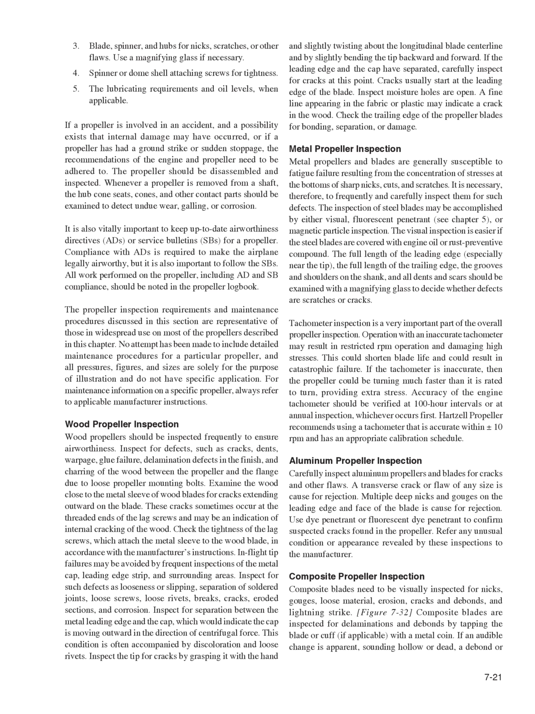The propeller inspection requirements and maintenance procedures discussed in this section are representative of those in widespread use on most of the propellers described in this chapter. No attempt has been made to include detailed maintenance procedures for a particular propeller, and all pressures, figures, and sizes are solely for the purpose of illustration, and do not have specific application. For maintenance information on a specific propeller, always refer to applicable manufacturer instructions.